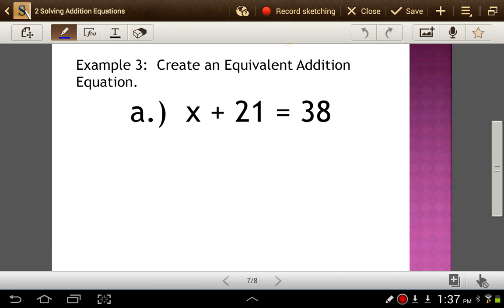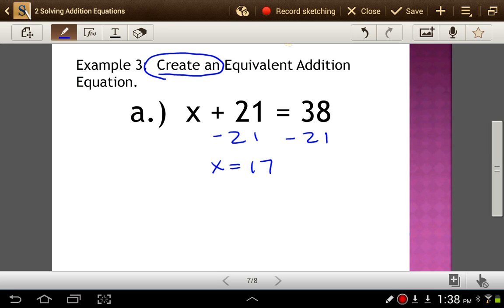In example 3, this time I want you to create an equivalent addition equation. So when I ask you to create one, I want you to create an equation, okay, and in this equation, it must have the same answer. So the first thing you need to do is figure out what x equals. So again, I'm adding 21, so the inverse is to subtract 21 from both sides. That is going to give me x equals 17. Okay, that's just helping me to create my equivalent equation.